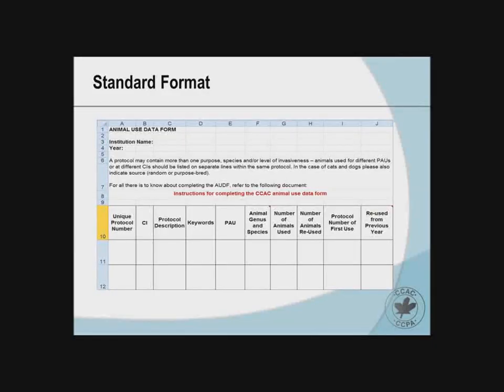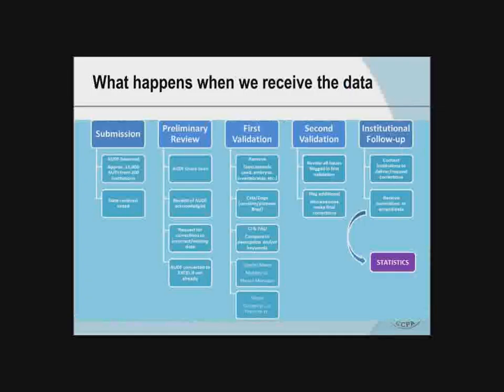So at the CCAC, when we receive the data, it's checked. And I'll talk about that a little bit more later on. And then we incorporate it into a master spreadsheet. So if we receive the data in the standard Excel spreadsheet format, then we can just merge the data and not type the numbers in manually. Obviously, this saves CCAC staff considerable amounts of time that we can then direct to other projects.